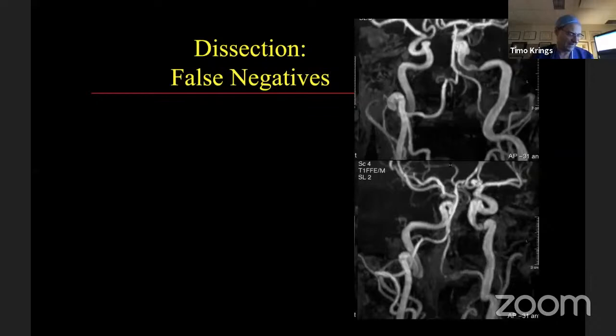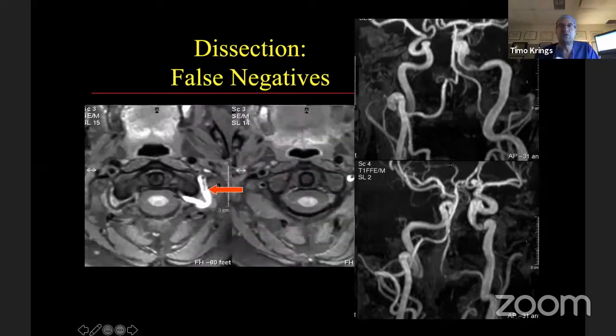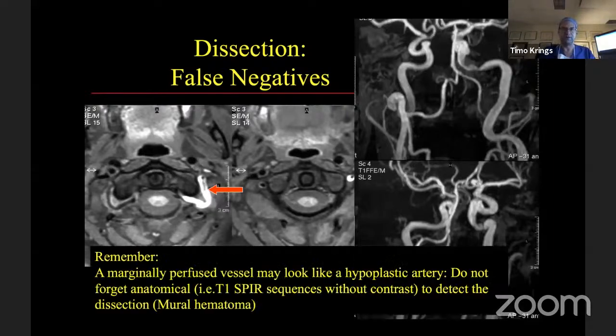What are the false negatives of dissection? We see in this patient what looks like a hypoplastic left vertebral artery. But if you look very carefully, the vertebral artery is not looking happy right there. And then if you're using your fat-suppressed T1 weighted sequences, you can see the T1 hyperintense signal within the vertebral artery related to this acute dissection within the vertebral artery.